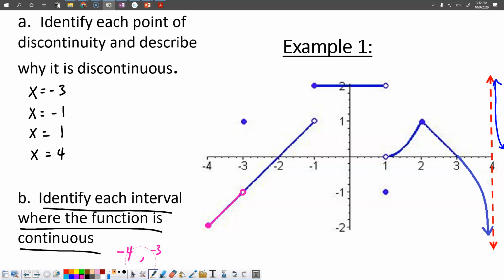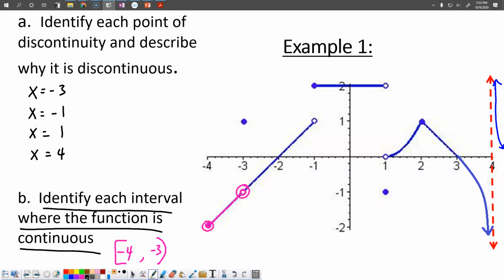Okay? So now does the function exist at the -4? Well, since it's a solid dot, yes. So when the function exists, we're going to use a bracket. That means the -4 is part of that continuous interval. But at -3, since there's an open dot, that -3 is not part of the continuous interval, so we use a parenthesis instead. So there's one of our intervals.